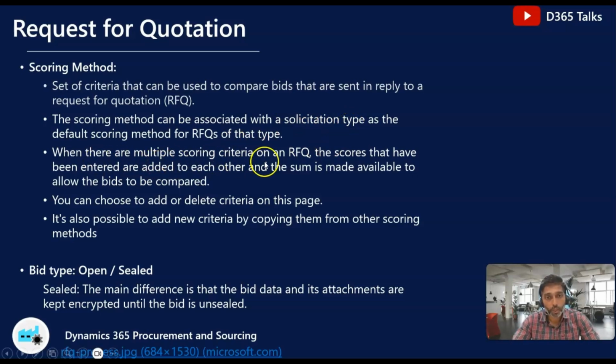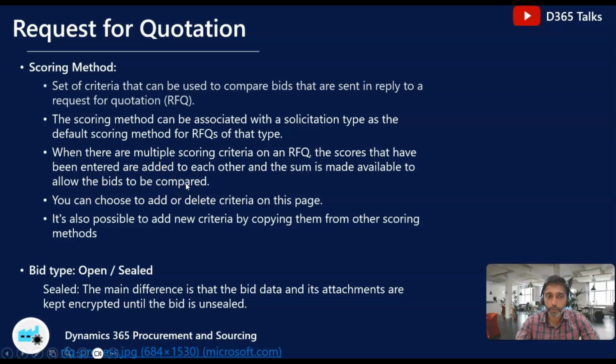When there are multiple scoring criteria on an RFQ, the scores that have been entered are added to each other. So it's not necessary that you have only one scoring criteria. You can have multiple scoring criteria, but at the end of the day, all the scores within the range which you have given will be added, and the sum is made available to allow the bids to be compared.